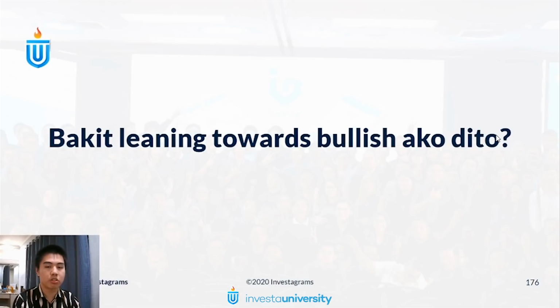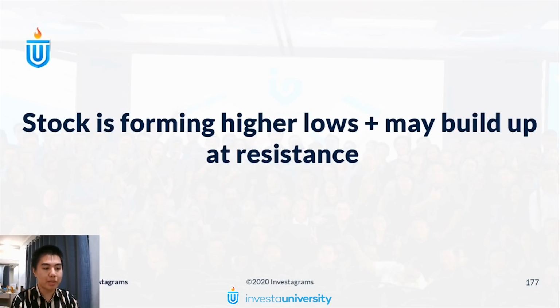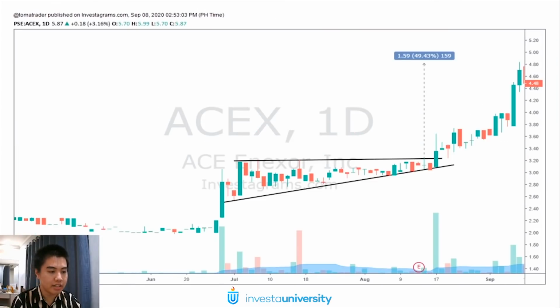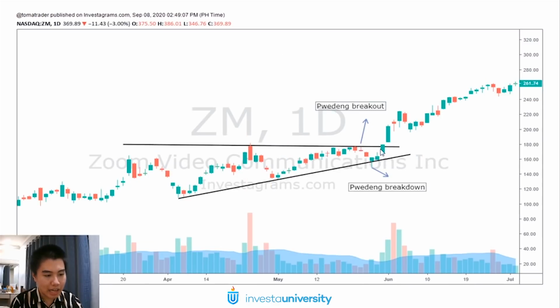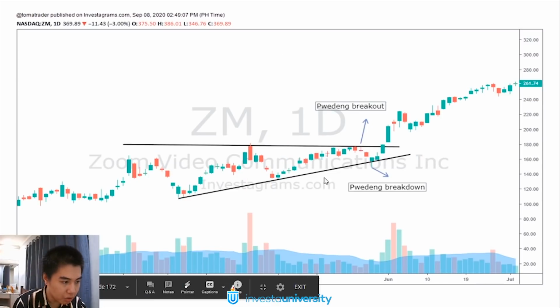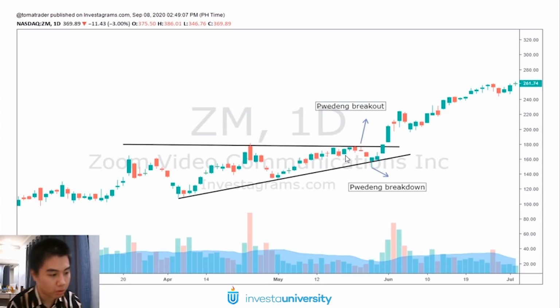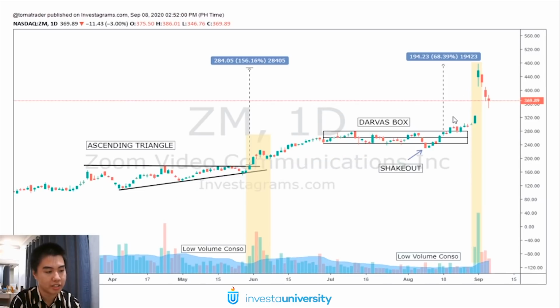Why am I leaning towards bullish when it's an ascending triangle? Not totally neutral. It's because the stock is forming a series of higher lows with a build up at resistance. As you can see here, for example, Zoom. Higher low, higher low, higher low. That's a sign of an uptrend. Then it built up at resistance. Low volume consolidation. But of course, the reason why it's somewhat neutral is because at any time, it can break down. But if it's really strong, it will break out, like it showed here.